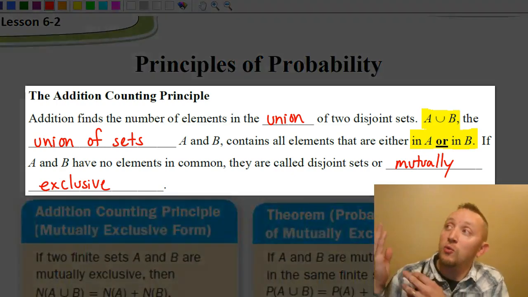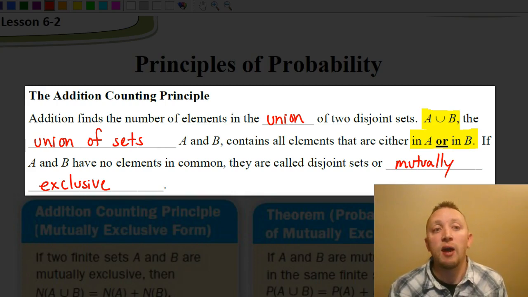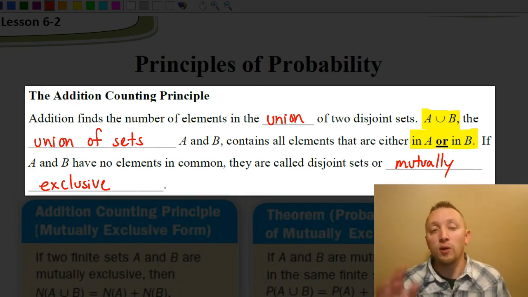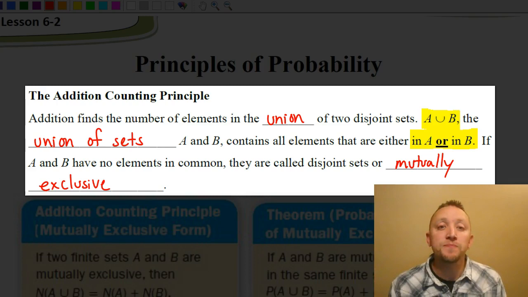So first, let's look at what I have up above here. We have what's called the addition counting principle. The addition counting principle just finds the number of elements in what we call the union of two disjoint sets. Now if you're wondering what that word disjoint means, if you skip down to the end of this paragraph, it says that disjoint sets are just another word for what we call mutually exclusive sets, where one does not impact the other.